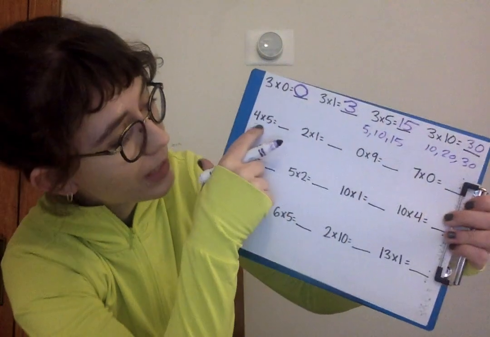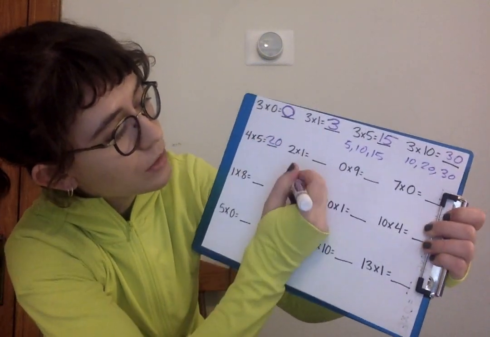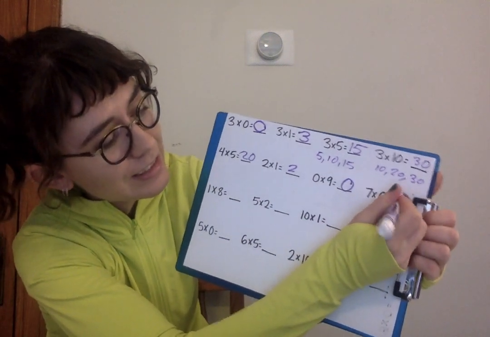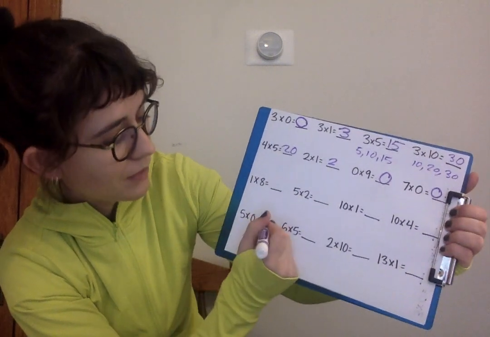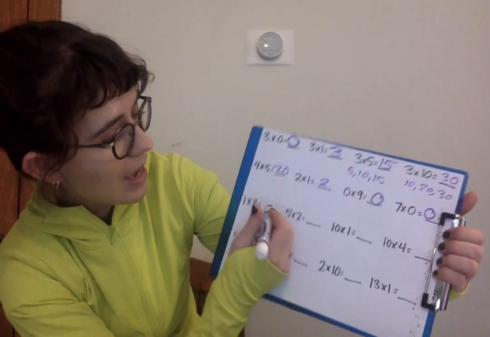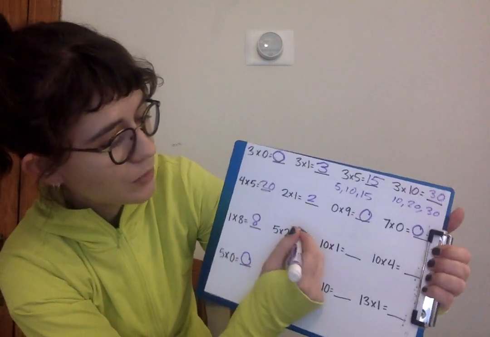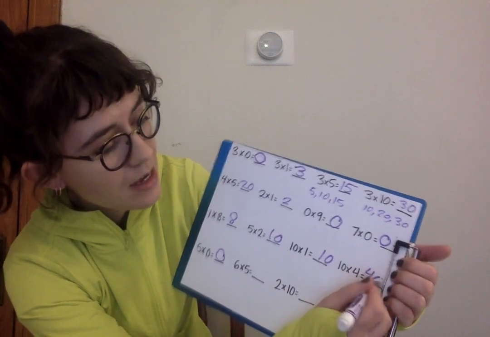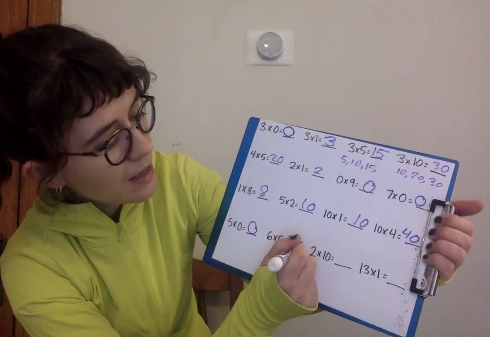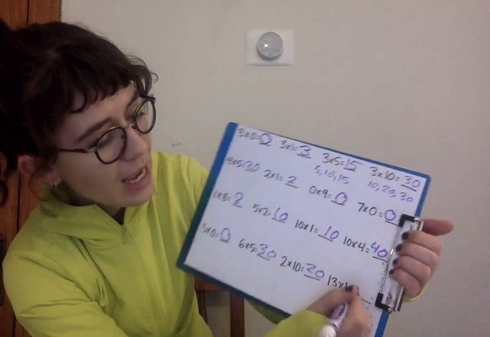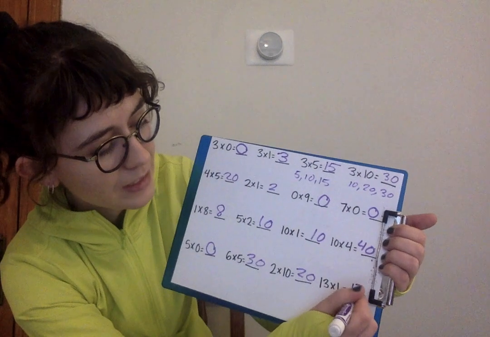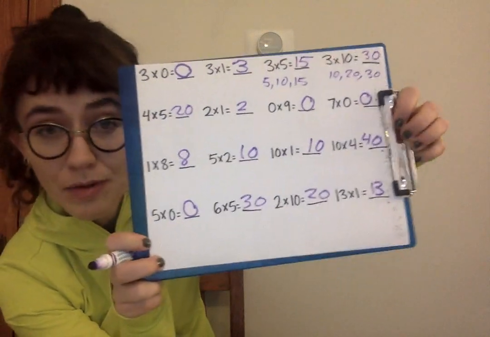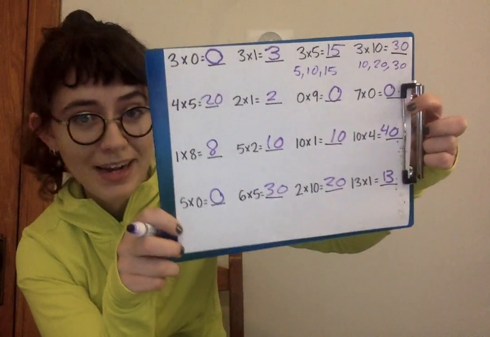I'm going to go quick. 4 times 5 is 20. 2 times 1 is 2. 0 times 9 is 0. 7 times 0 is 0. I'm going to look around and see those other 0 ones. 5 times 0, that's 0. And 1 times 8, that's 8. 5 times 2 is 10. 10 times 1 is 10. 10 times 4 is 40. 6 times 5 is 30. 2 times 10 is 20. And 13 times 1 is 13. Whoa. Everybody just count up how many you got right, fix the ones that you made mistakes on, and next week we can keep practicing this again.